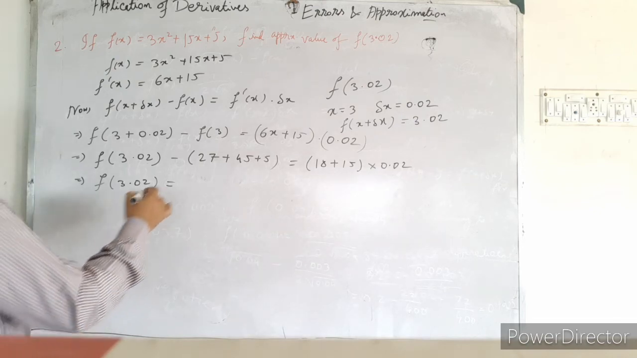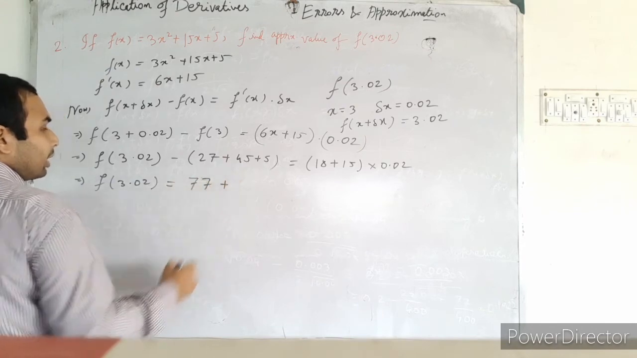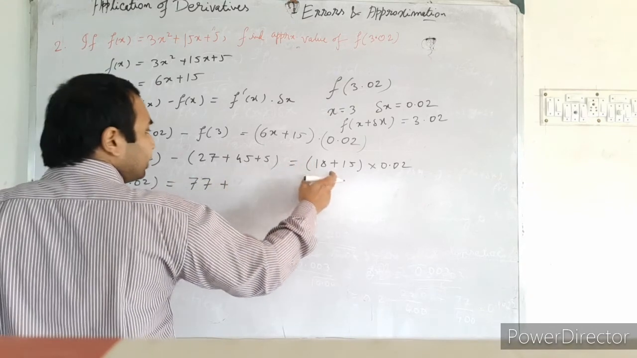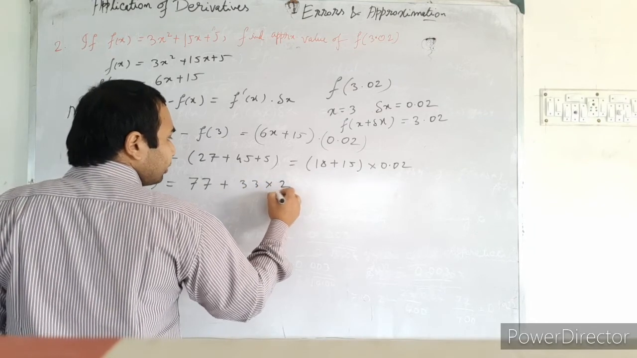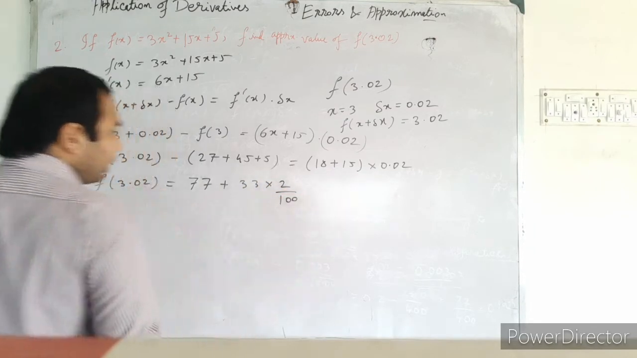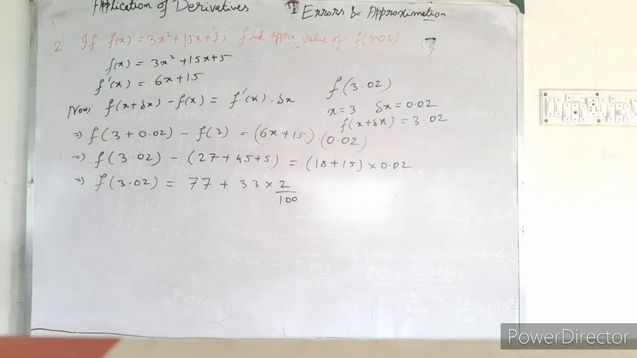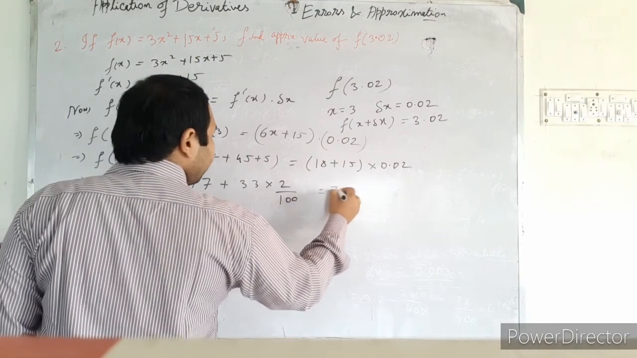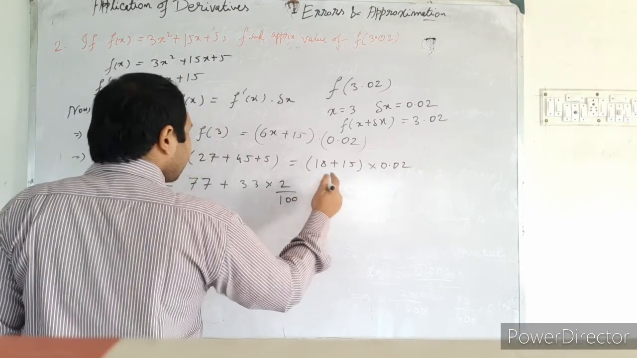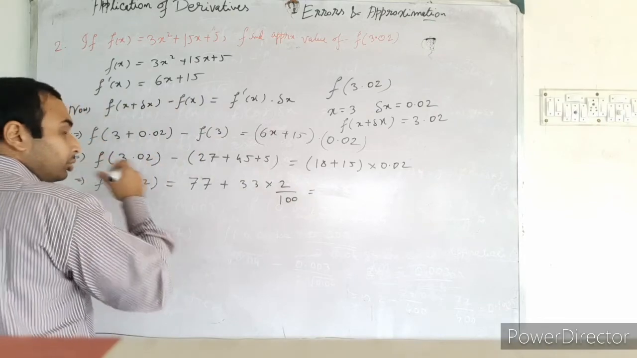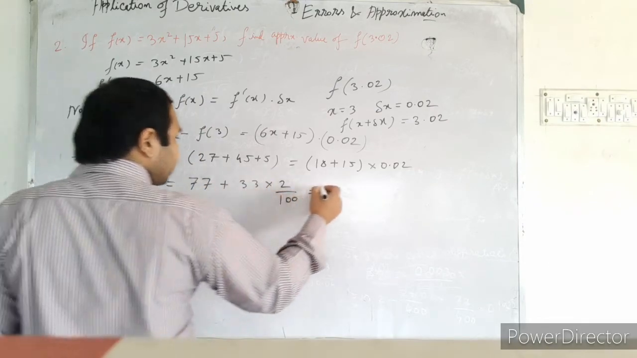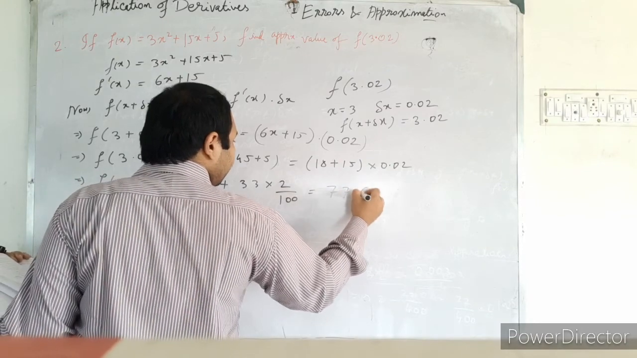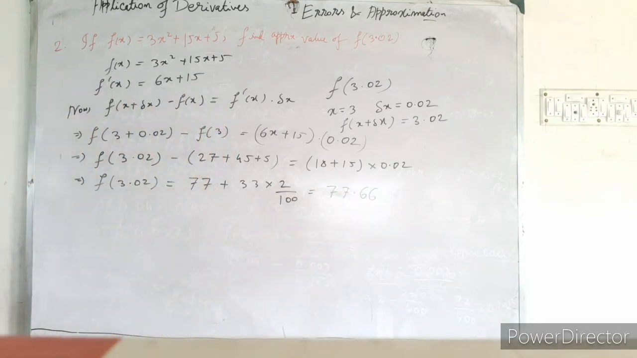Okay, so I am writing like that, 77 plus here this is 33 into 2 by 100. You will do the simplification of this one and you will get the value like that, that is 77. Oh, directly it is coming, 33 into 2, that is 66 by 100, so 0.66, so 77.66 is the answer.